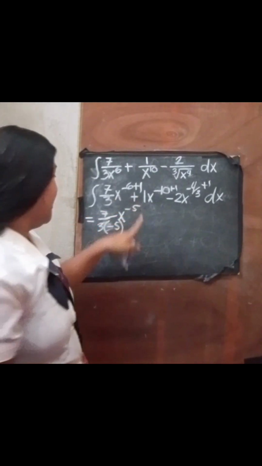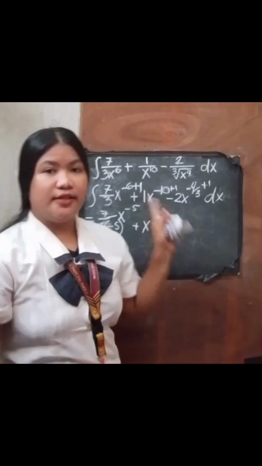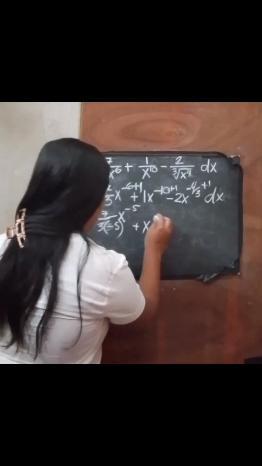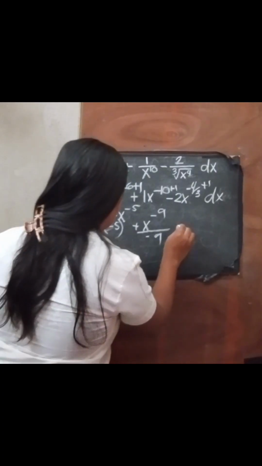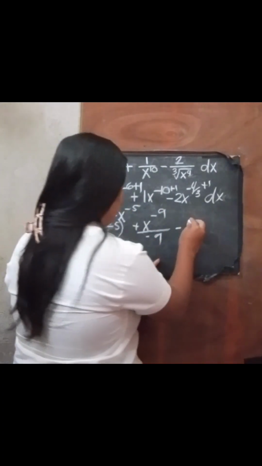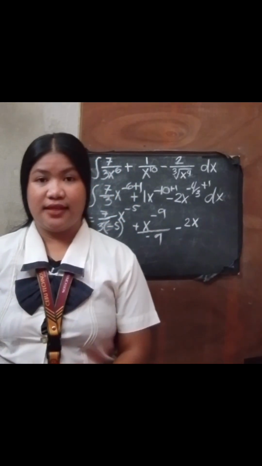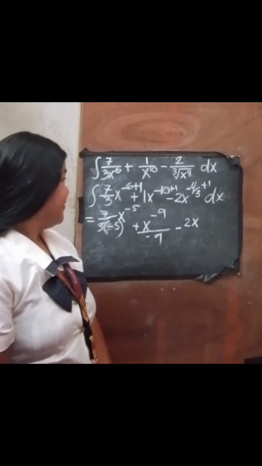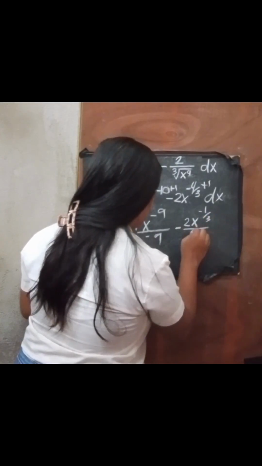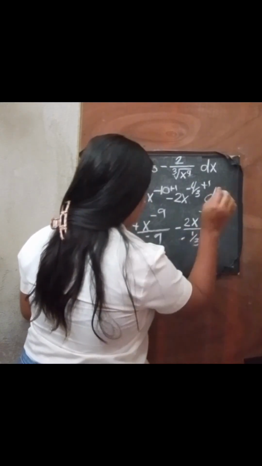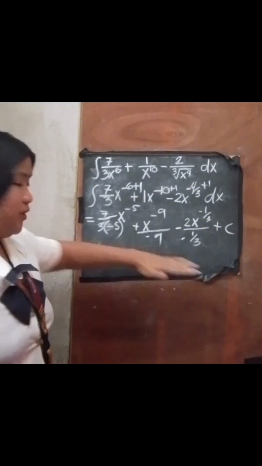Next is the second term. Plus x, then negative 10 plus 1 is negative 9. So negative 9, then we put it in the exponent, negative 9. Then minus 2x, negative 4 over 3 plus 1 is negative 1 third. Then plus C. So that will be our final answer.